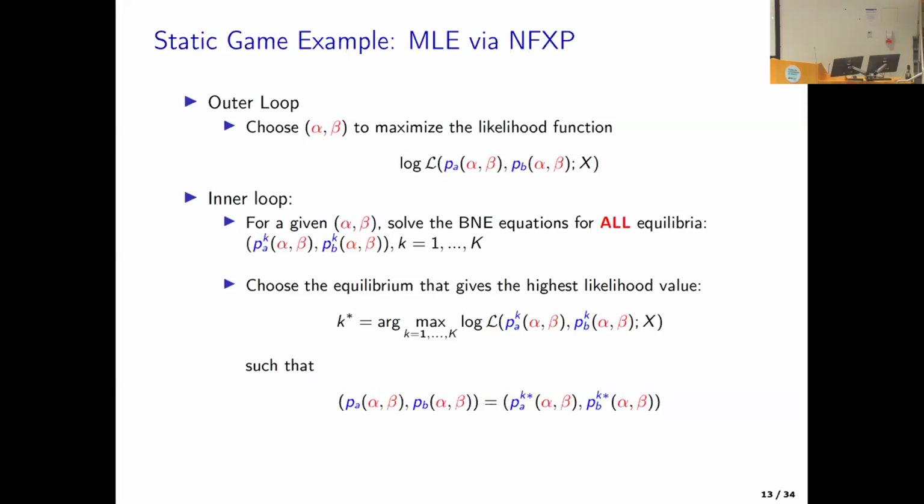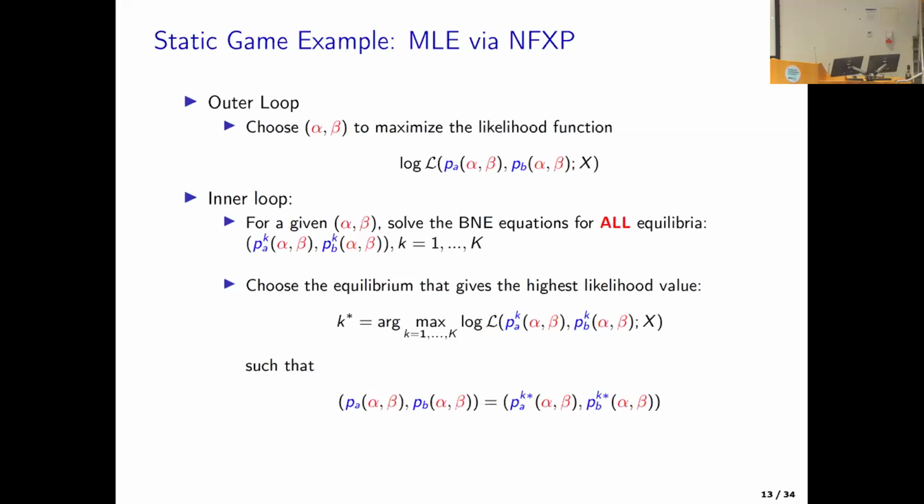You start with a parameter vector, alpha and beta, and then you solve for all these equilibria, potentially 3 or 5 or 1 equilibria. And how do you choose the equilibria? Well, why don't we check the one that's most in line with the data, right? The one that's closest to what we actually observed, okay? So that's what we're gonna do. We're gonna choose the equilibrium that gives the highest likelihood value.